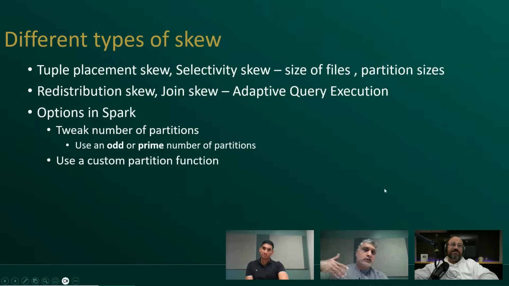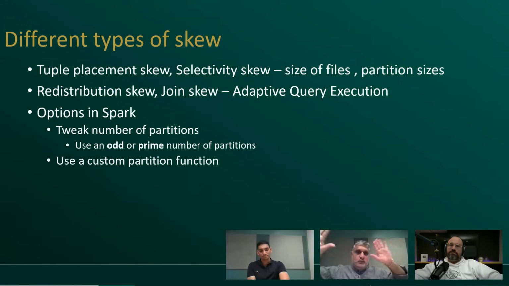So then there's also redistribution skew and join skew, like we said. For redistribution skew, we have adaptive query execution. Like we said, there are two parts to a barrier stage: a shuffle, a write, and a read. You try to control the write part of the shuffle with, let's say, placement skew or join skew. But let's say your data output is skewed, then what do you do? That's where adaptive query execution kicks in and tries to handle that.